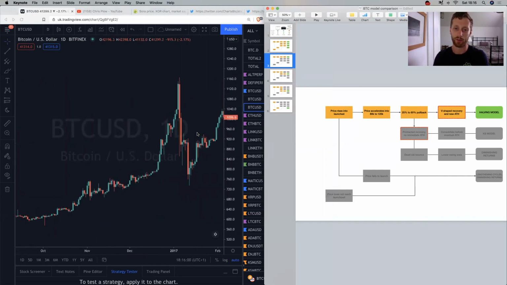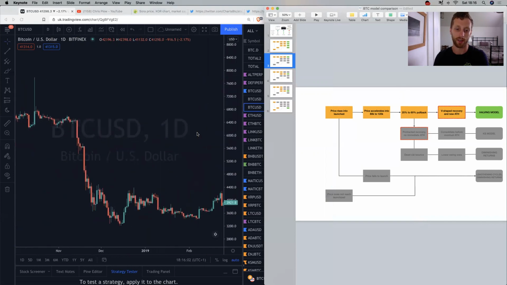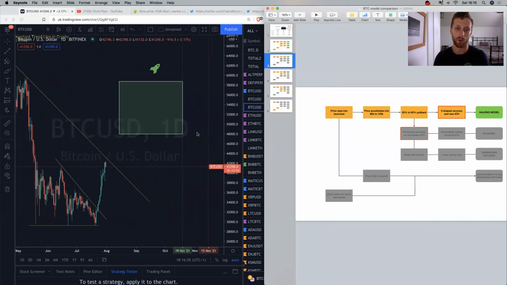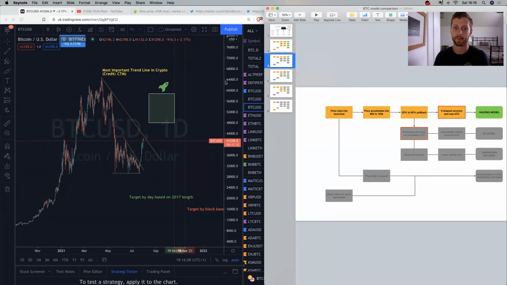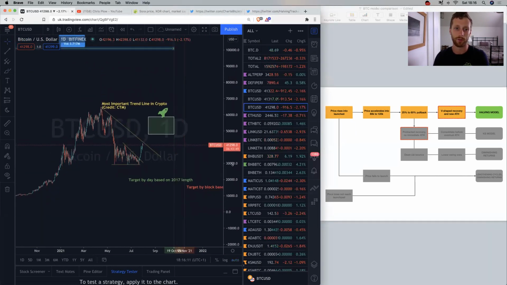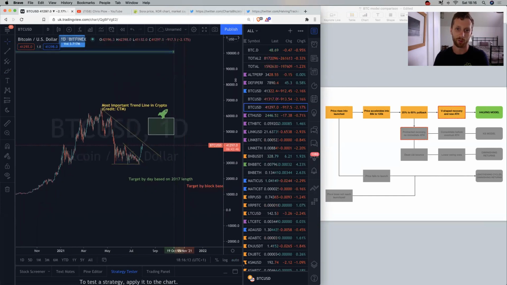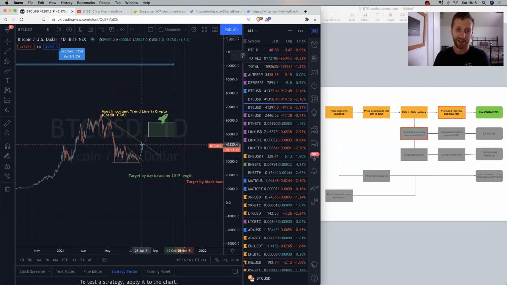So if that sort of action happened in 2021, then what we're looking at is, forgive my drawing, it's terrible by now. So we're looking to get above the most important trend line in crypto into our launchpad zone. Once we take off from the launchpad zone, then heading up somewhere 80 to 100,000. At this point, we're expecting somewhere between a 25 and 60% correction.